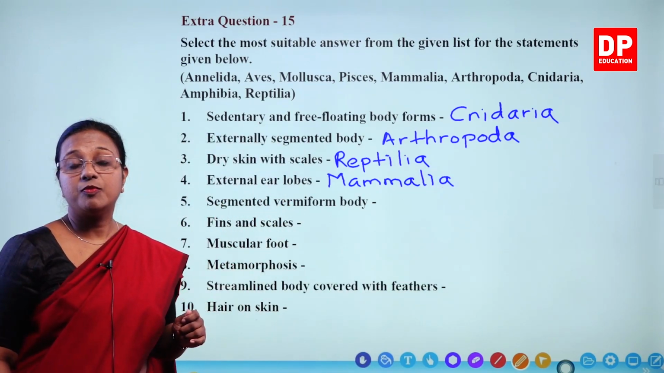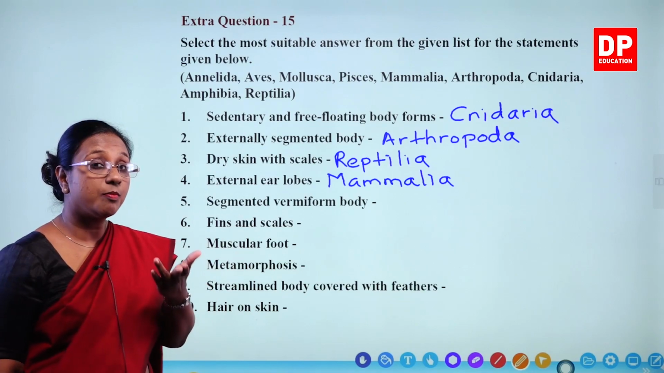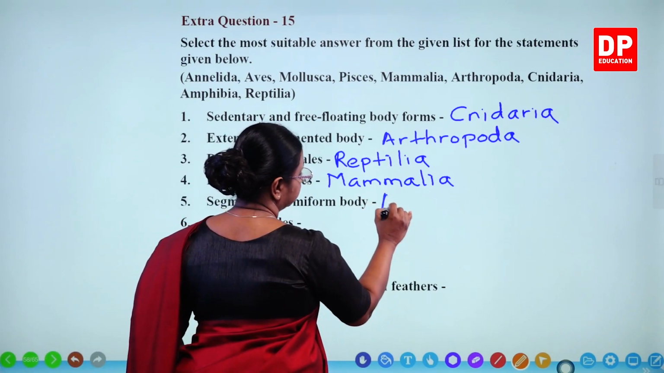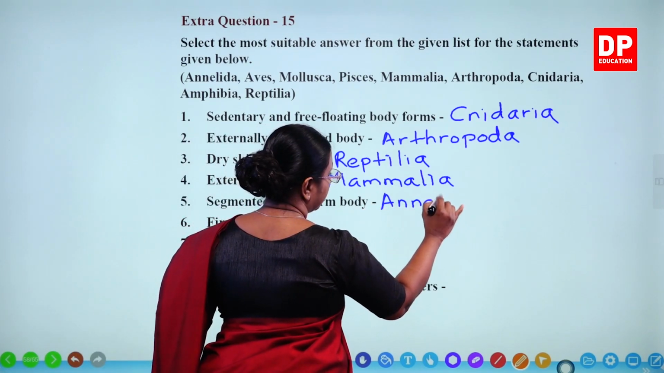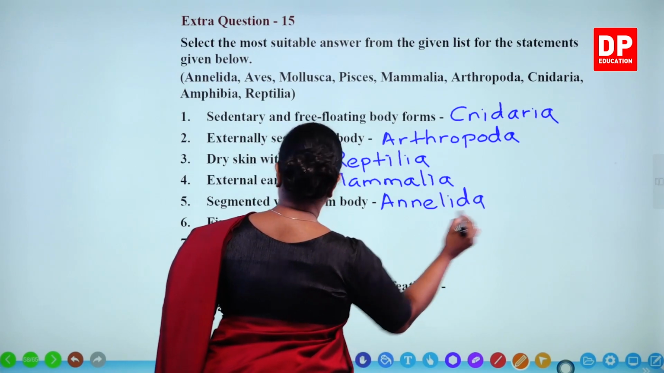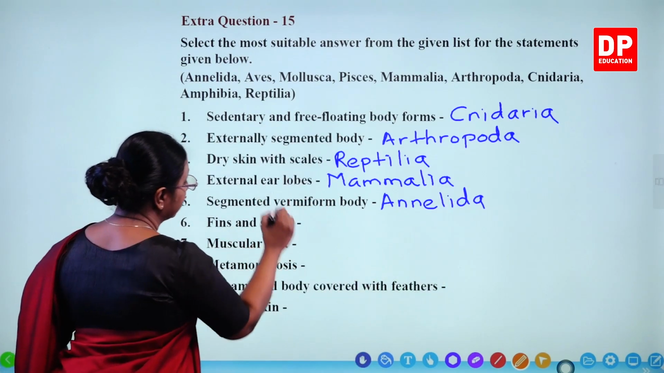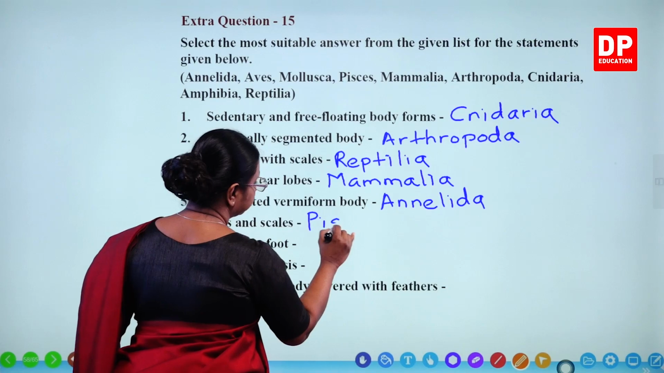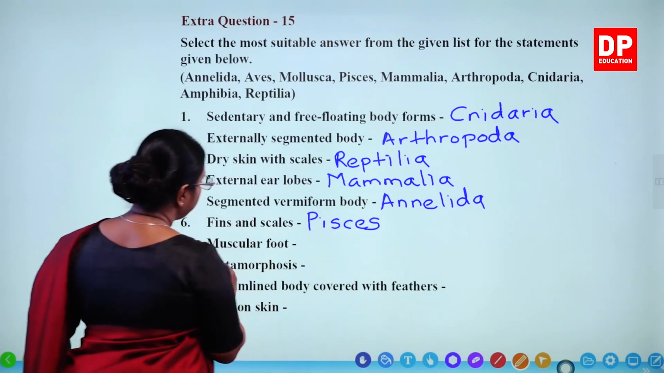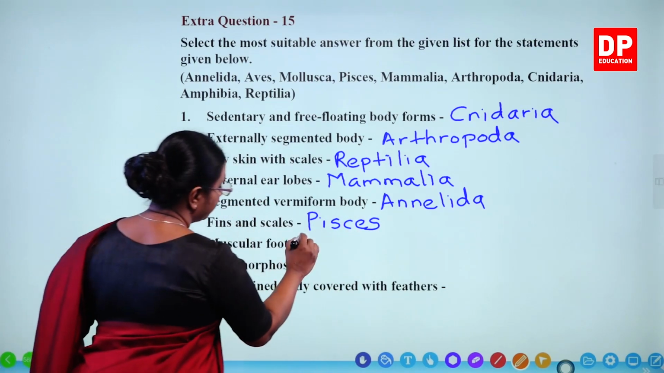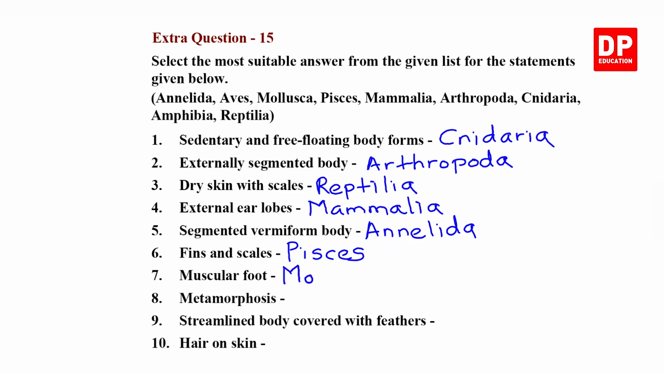Segmented vermiform body, Annelida. Fins and scales, it's Pisces. Muscular foot, Mollusca. Metamorphosis, what shows metamorphosis? Amphibians, you can remember frog. Amphibia.